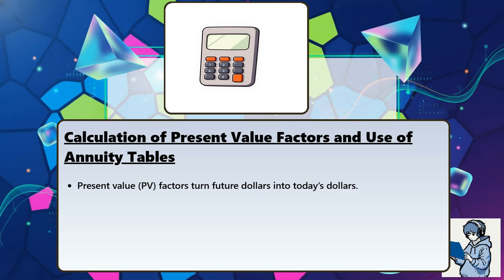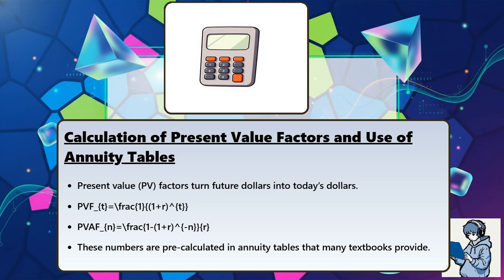Present value, PV, factors turn future dollars into today's dollars. PVF sub t equals 1 over (1 plus r) to the t. PVAF sub n equals [1 minus (1 plus r) to the negative n] divided by r. These numbers are pre-calculated in annuity tables that many textbooks provide.